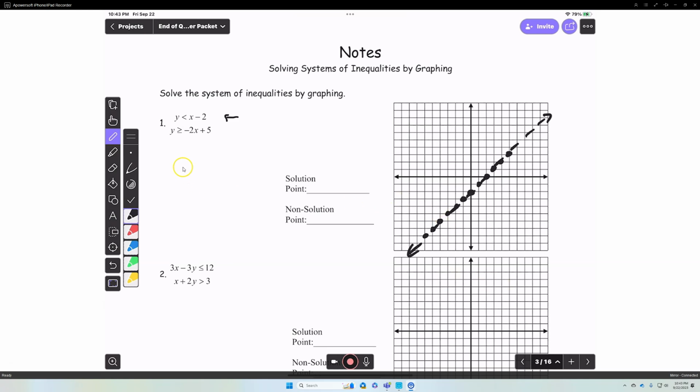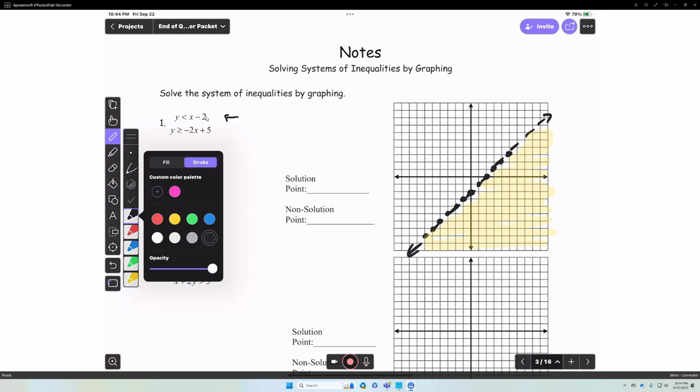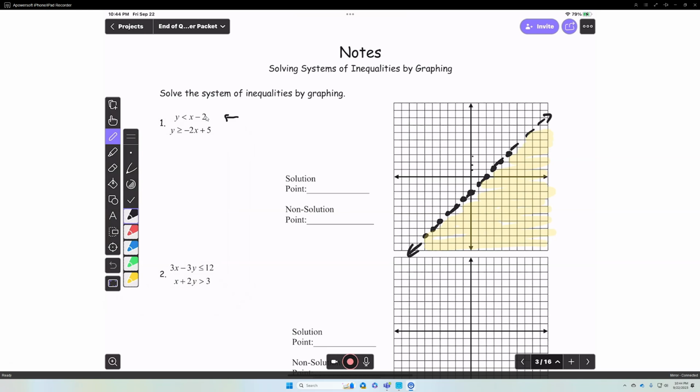Now it says here y is less than, so I'm going to use a different color. I'm going to use yellow. And so there's the first inequality. And now I'm going to graph the second inequality. So I'm going to go up 5 units. 1, 2, 3, 4, 5. I'm going to go down 2 over 1. Go down 2 over 1. And then I'm going to repeat that process.